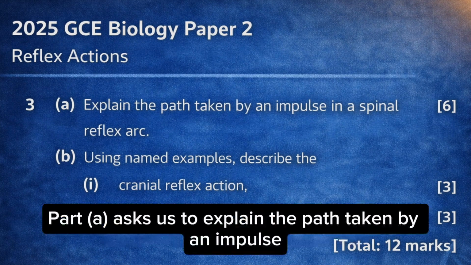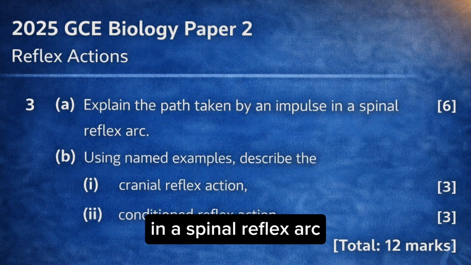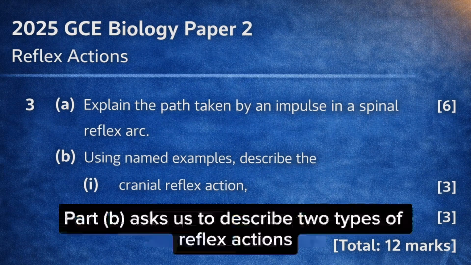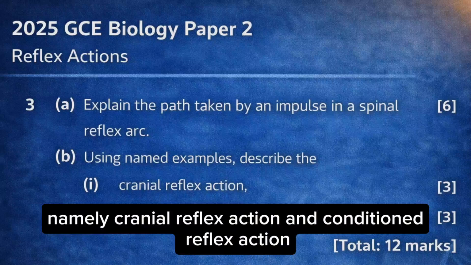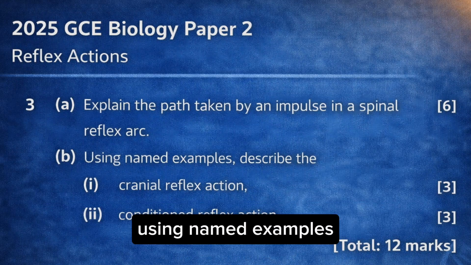Part A asks us to explain the path taken by an impulse in a spinal reflex arc. Part B asks us to describe two types of reflex actions, namely cranial reflex action and conditioned reflex action, using named examples.